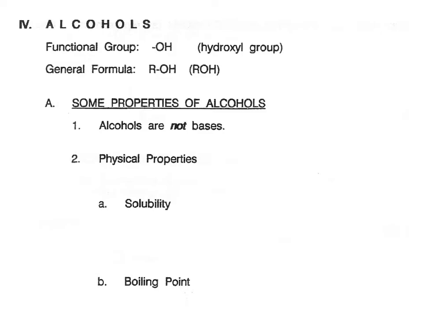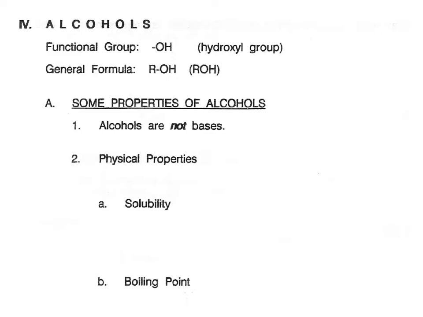For now, we are going to skip the solubility and boiling point of alcohols. I will talk about those later when I summarize all of the classes of compounds to compare their solubility and boiling point properties. For now, we're just going to discuss the fact that alcohols are not bases. The main reason I'm pointing this out is because a lot of people see the OH and their immediate thought is, oh, it's a base.